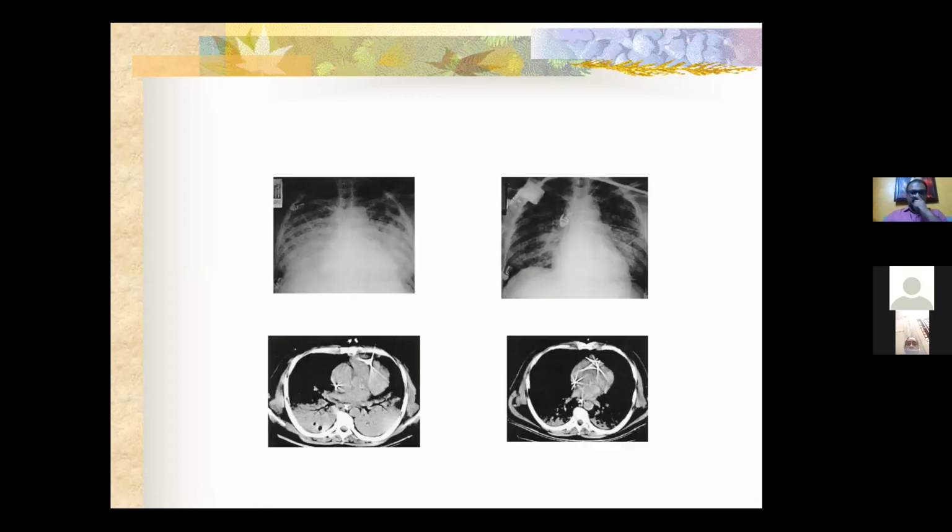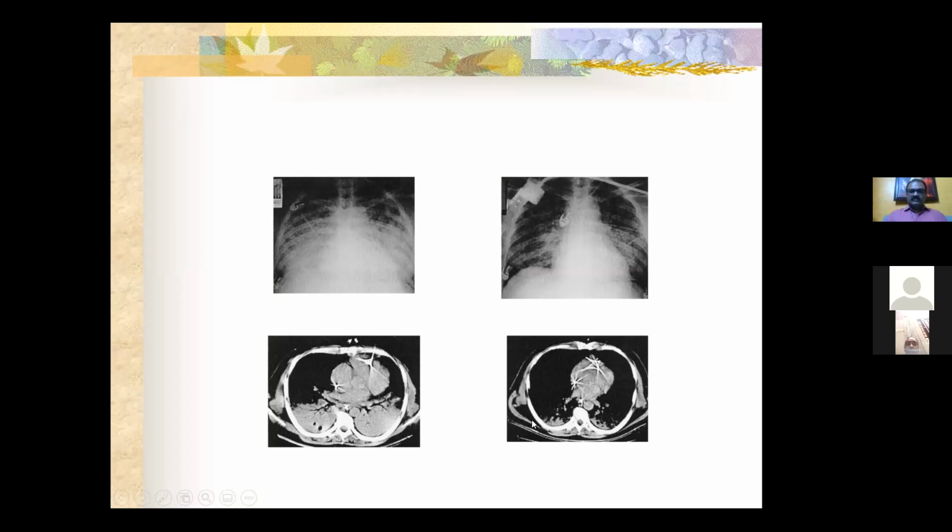This is another picture where the effect of PEEP is shown. This is the X-ray before the PEEP is applied. The CT is also showing that the dependent alveoli collapse. Once you have applied PEEP, you can see the change in the X-ray and in the CT also. This is the effect of PEEP. There is a recruitment of these alveoli, and the amount of alveolar collapse will be very low when you are applying a PEEP.